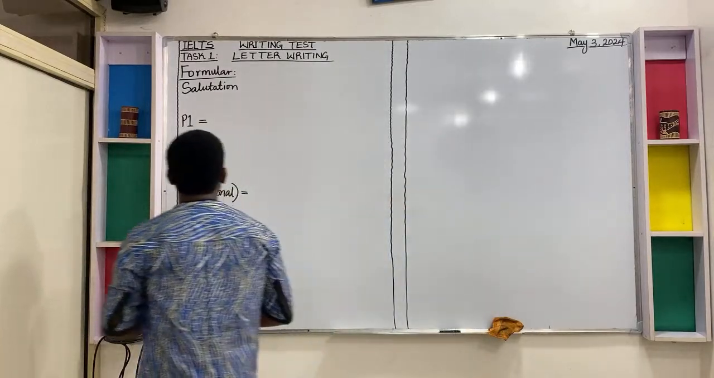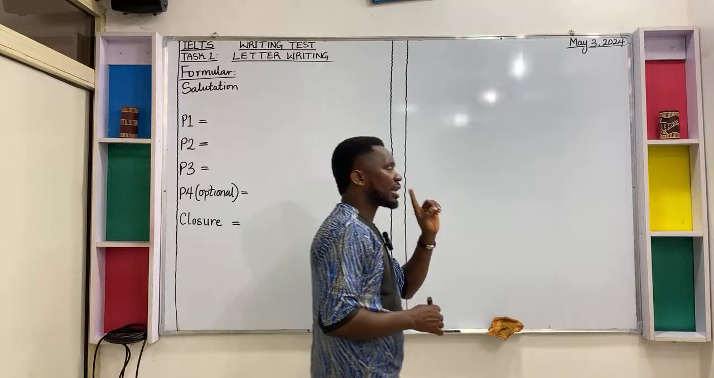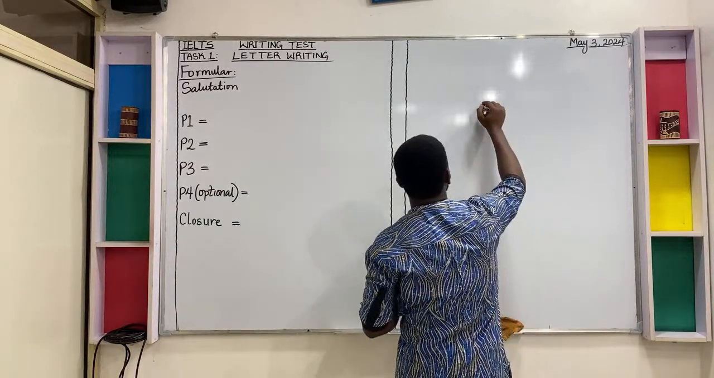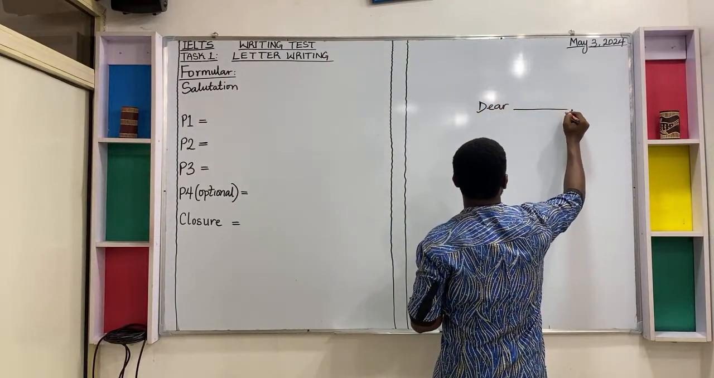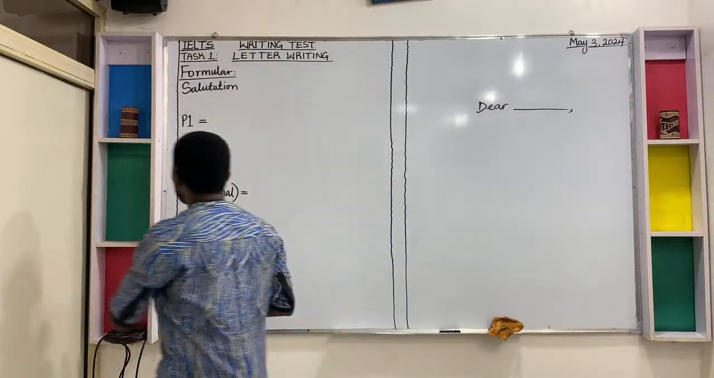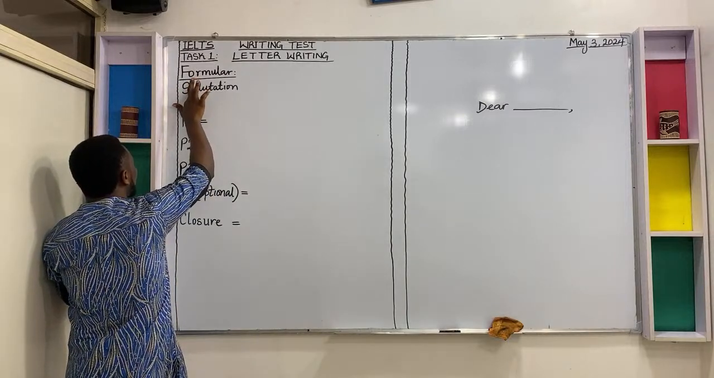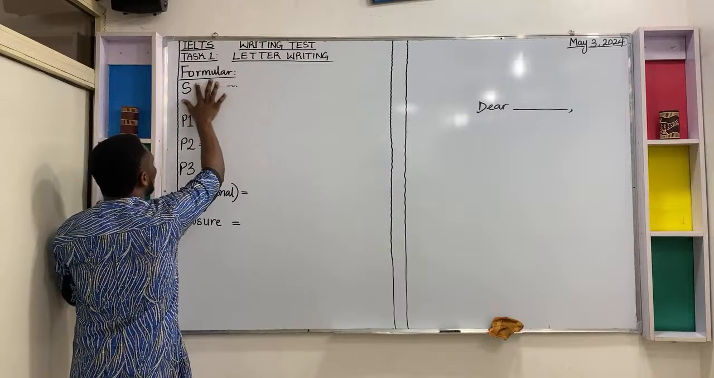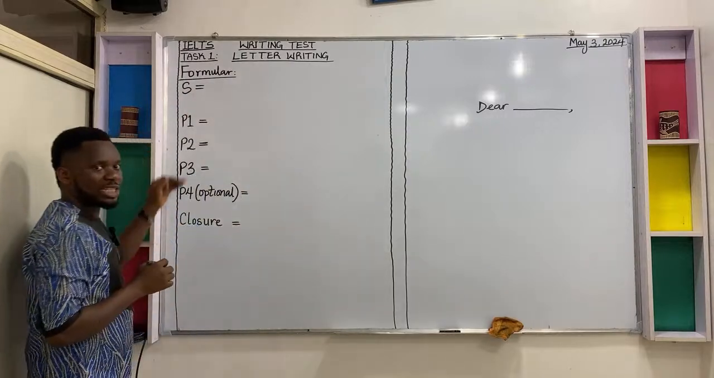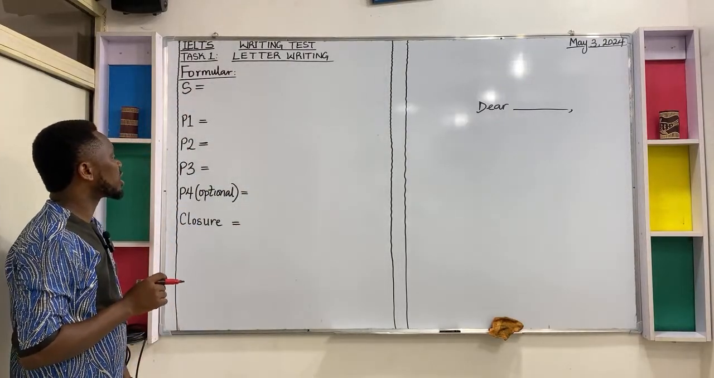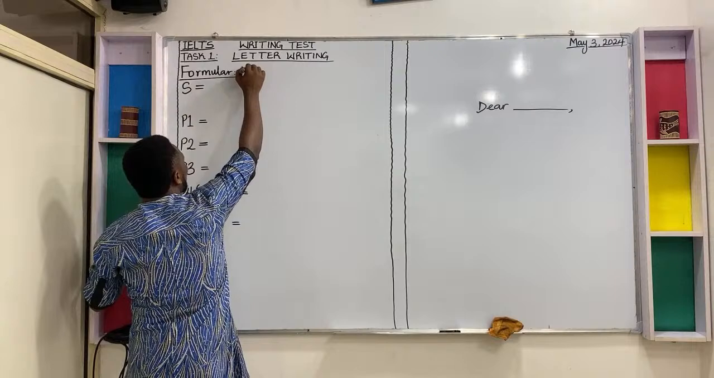So how do you do this? You are expected to begin with salutation. And salutation in IELTS letter writing must begin as Dear, then whoever it is, and a comma. So that's why the formula simply starts with salutation. So let's see what can play out here. We are looking at the informal letter to begin with.